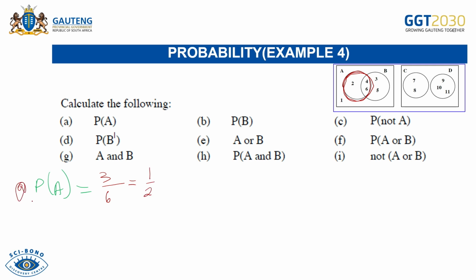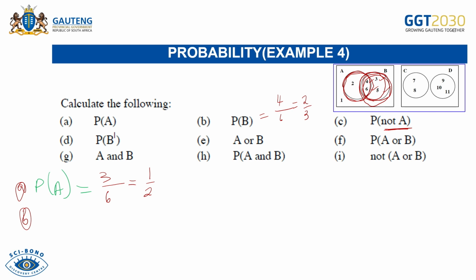This is A. And then B, the probability of event B taking place. If you go to event B, you'll notice that it is everything in B, which is going to be 3, 4, 5, and 6. Then you are going to have 4 possible outcomes out of 6. Then you can write that as 2 all over 3. You move to letter C.